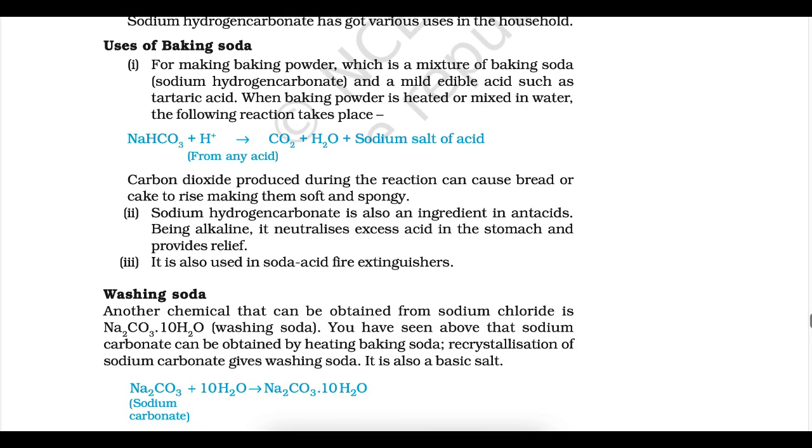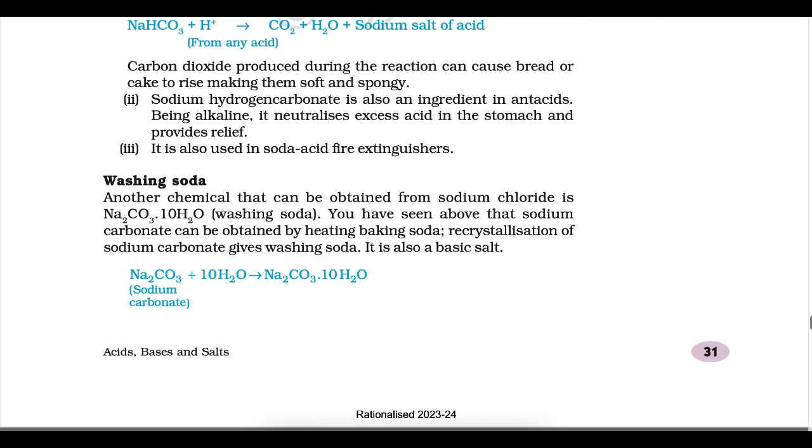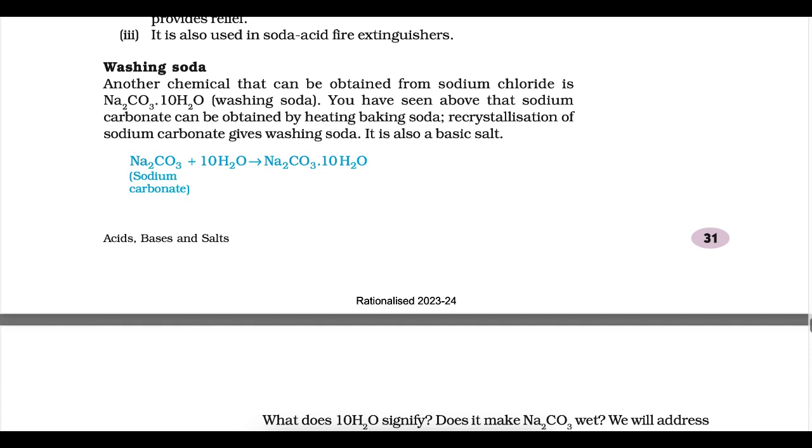Uses of baking soda: for making baking powder, which is a mixture of baking soda and a mild edible acid such as tartaric acid. When baking powder is heated or mixed in water, the following reaction takes place. Carbon dioxide produced during the reaction can cause bread or cake to rise, making them soft and spongy. Sodium hydrogen carbonate is also an ingredient in antacids. Being alkaline, it neutralizes excess acid in the stomach and provides relief. It is also used in soda-acid fire extinguishers.